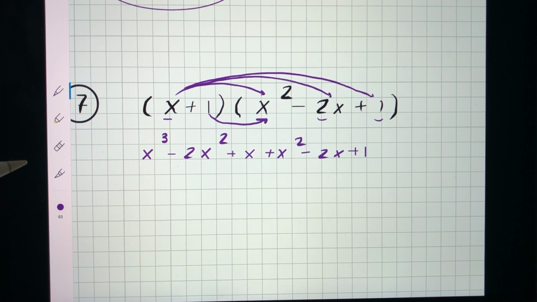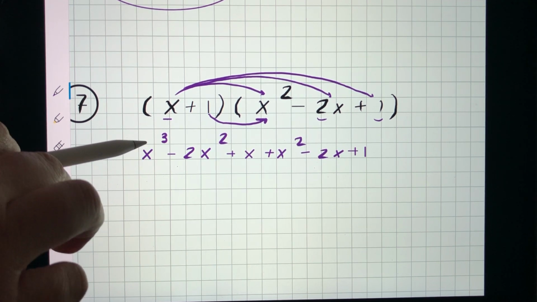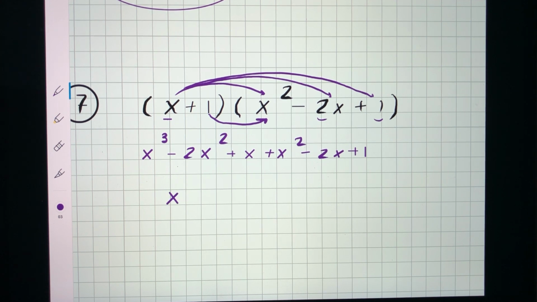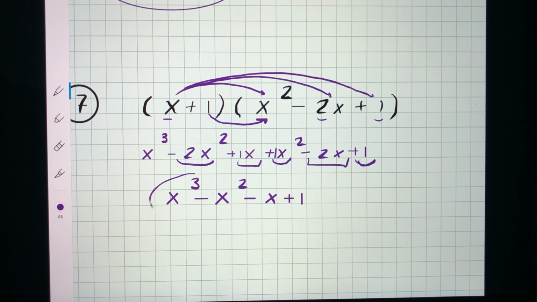So anything that has the same letters with the same exponents would be like terms. X cubed is by itself, there is no other x cubed. So that stays just as it is. Now we have minus 2x squared plus 1x squared. Minus 2 plus 1 is minus 1x squared. Now we have plus x minus 2x. They both have the same letter with the same power, so these are like terms. Plus x plus 1 minus 2 is minus 1x. And then there is a number by itself, 1, so that stays 1. And that's the final answer to example number 7.